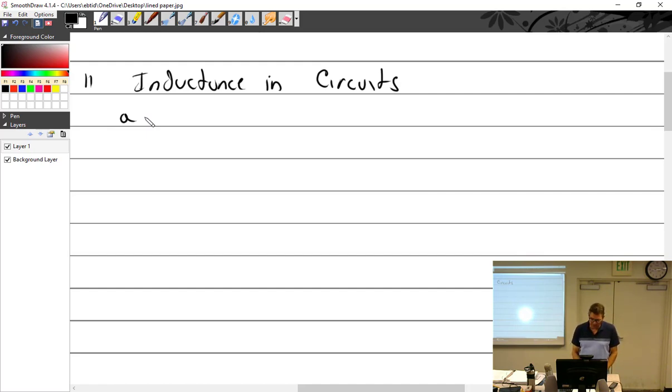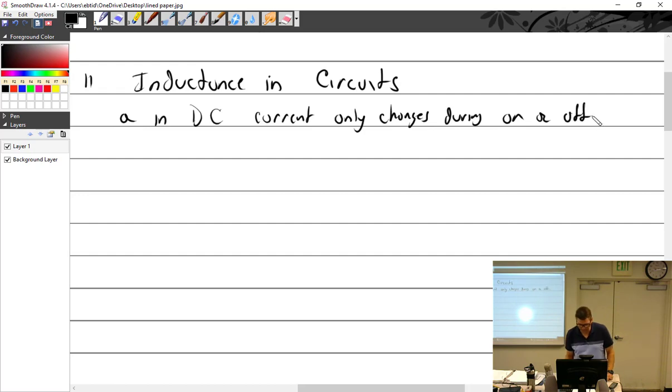In a DC circuit, the only changes in current is when you turn it on or off. So in DC, DC current only changes during on or off. Fair enough?